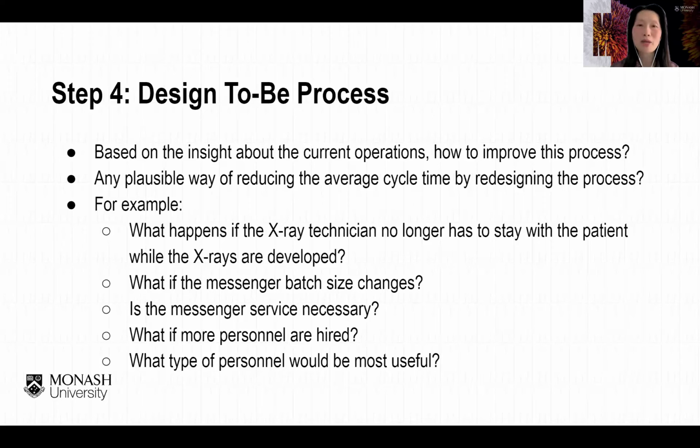What if the messenger's batch size changes? Why do they need to wait for the 5 to deliver them? And whether this messenger service is necessary at all. Can you actually just remove them to really streamline the process? And if you need to hire more personnel or more resources, then which ones to hire and how many? All these are good questions.